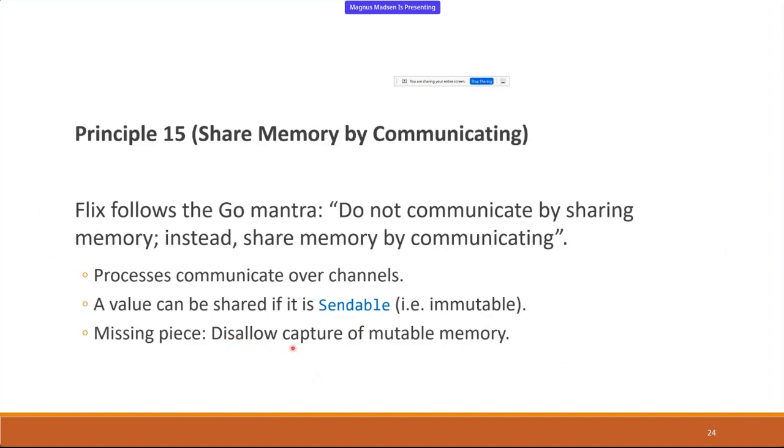There's one thing we still need to resolve, which is that you should not be able to capture mutable memory. But ultimately, this will mean that we will be in a place where you can have multiple processes, but the only way they can talk to each other will be by immutable message passing. And this will be enforced by the language.